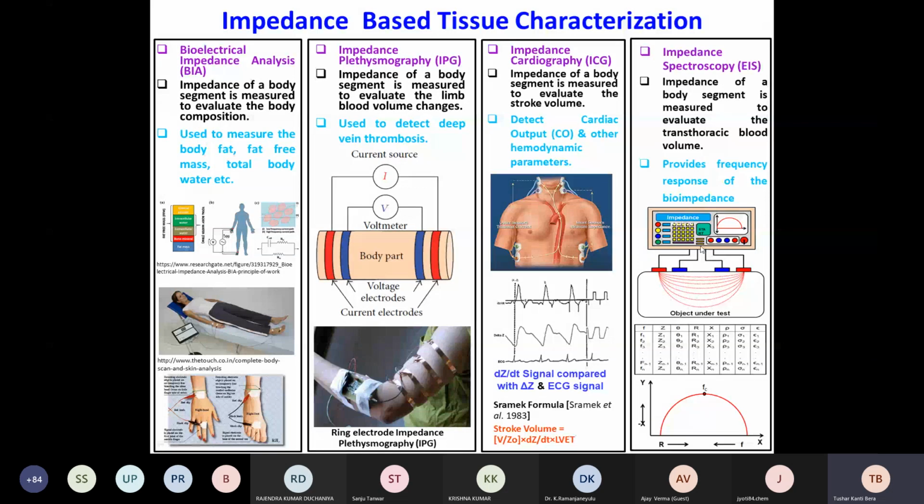Impedance spectroscopy is found very popular in material science, as I discussed in material characterization like photovoltaic cells and battery analysis, and civil structure analysis and mechanical structure analysis. So in many fields, impedance spectroscopy is found.